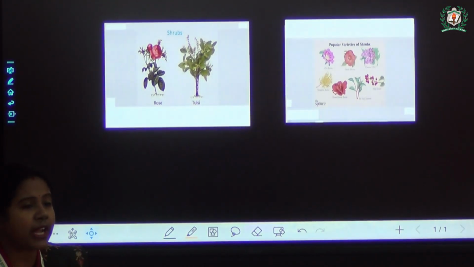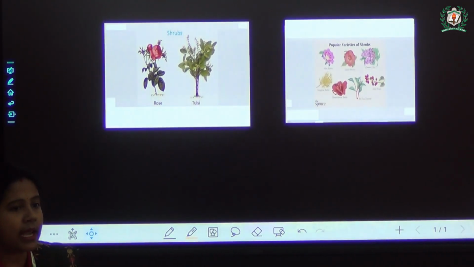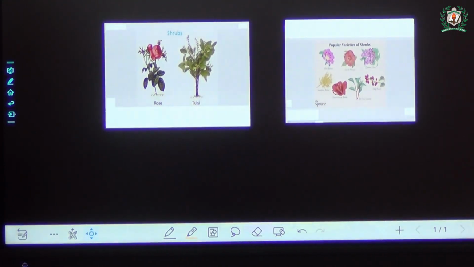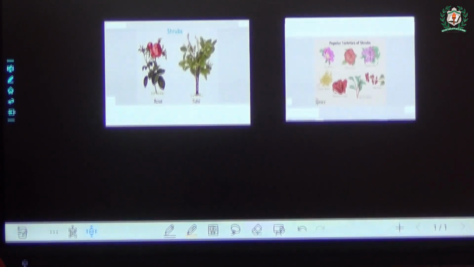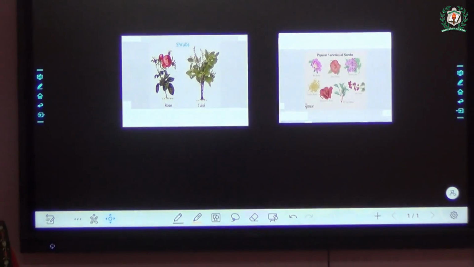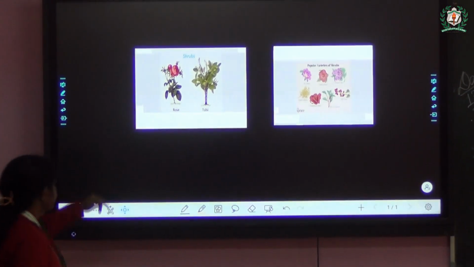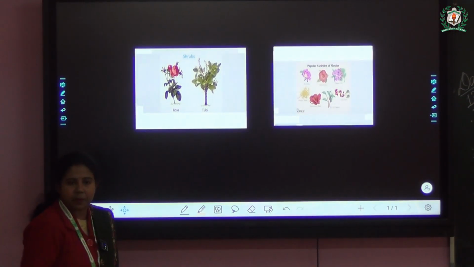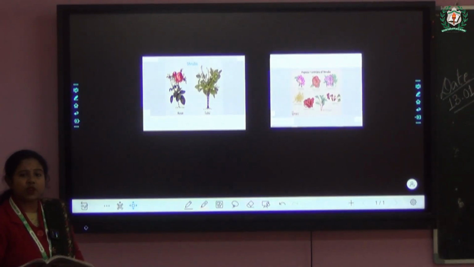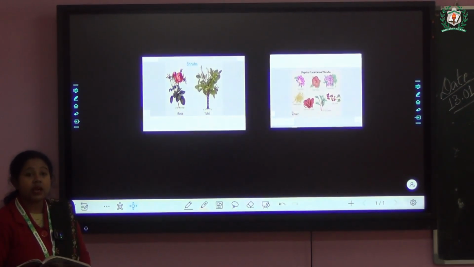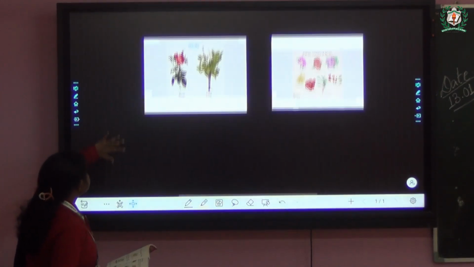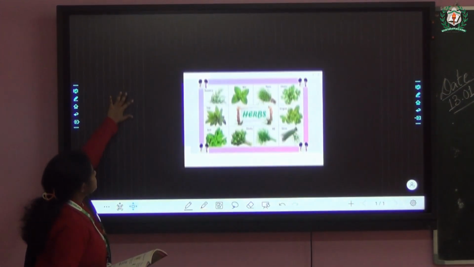So what are the common characteristics of shrubs? They have strong stems, they grow in bushes, and they also have a very hard stem, strong and hard. Okay. So now let's move to the third part. And what is the third type of plant we read about? Herbs. So let's move to the herbs.